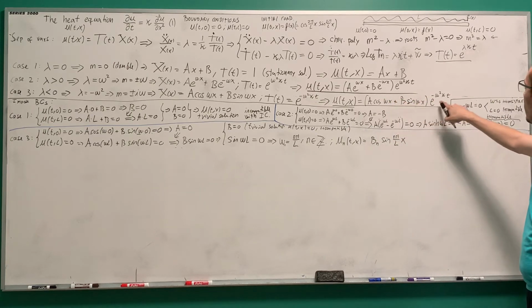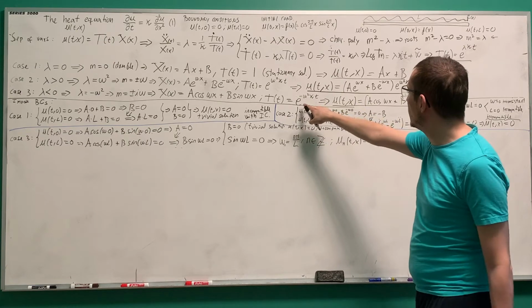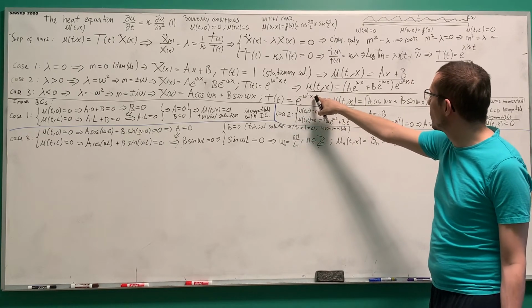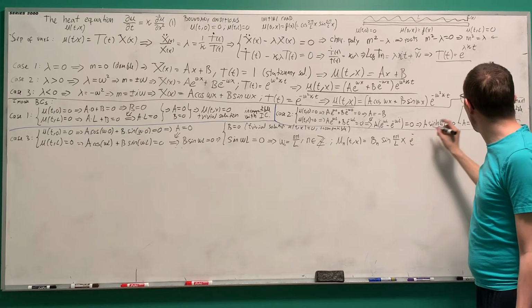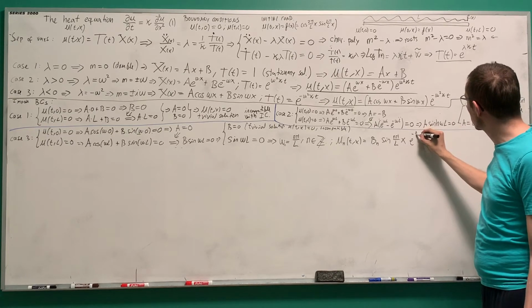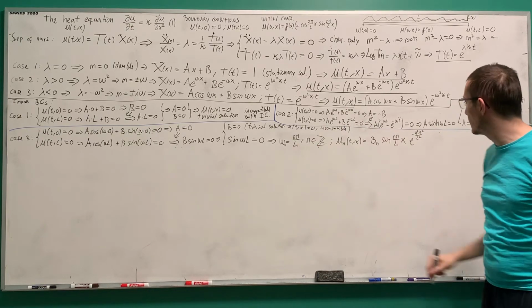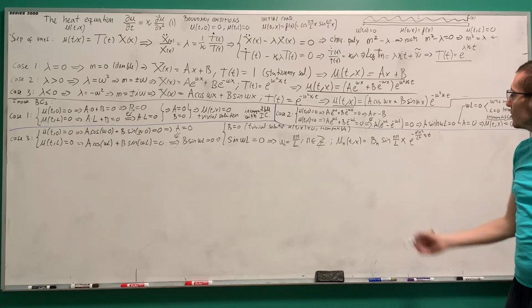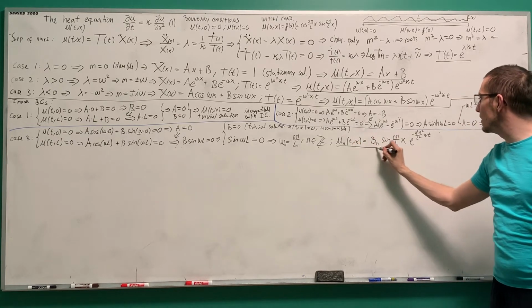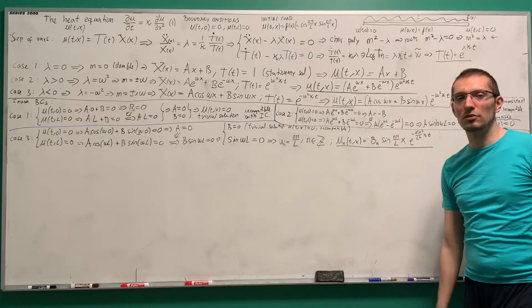Where's the t in this case? Yeah, case 3. T is e to the minus omega squared kappa t. So e to the minus omega squared, so n squared pi squared divided by L squared, because that's what omega is, kappa t. And you see, there are infinitely many of these solutions, each of them with their own constant, of course.